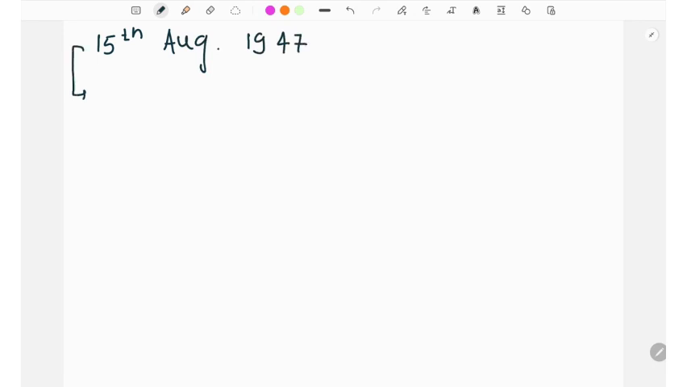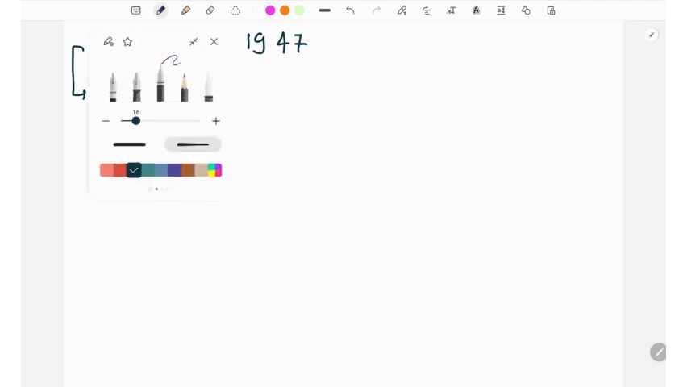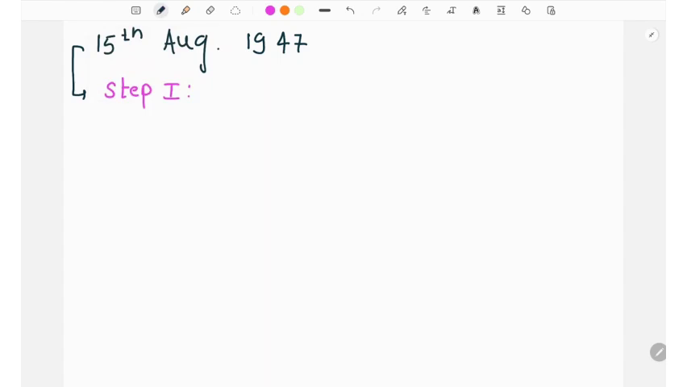To check whether the given year is a normal year or a leap year. Step 1. Students, what you will do? Simply divide the last 2 digits, 47, by 4. Is 47 completely divisible by 4? No. So it is a normal year. Hence concluded, step number 1, the given year is a normal year.